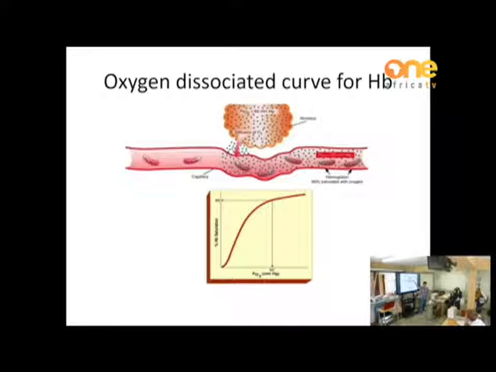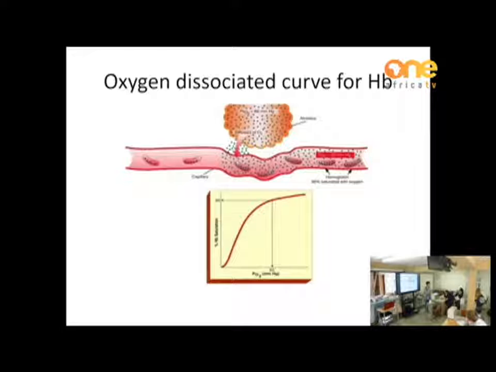Sigmoid curve. Okay. Now we get to an important sentence. Hemoglobin has a high affinity for oxygen. What does the word affinity mean?